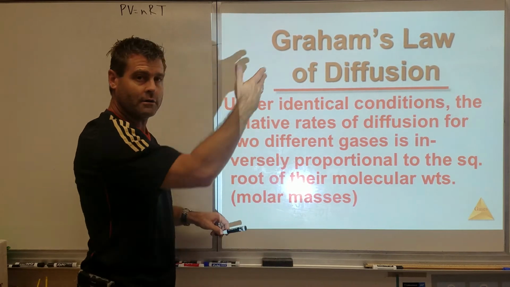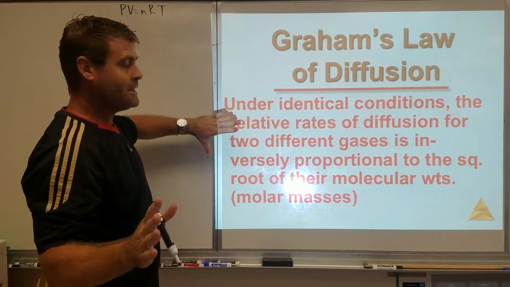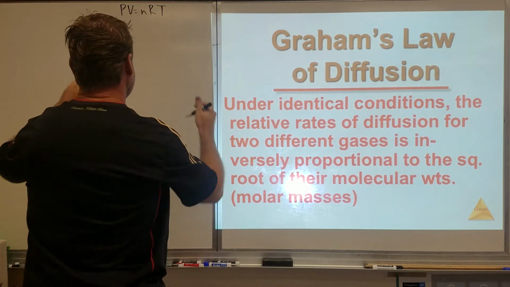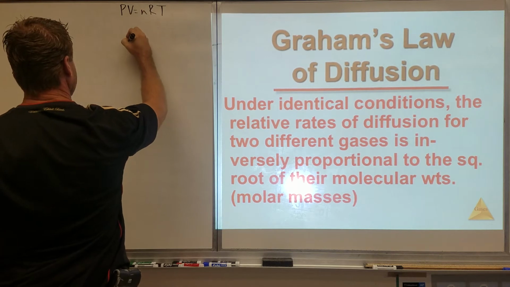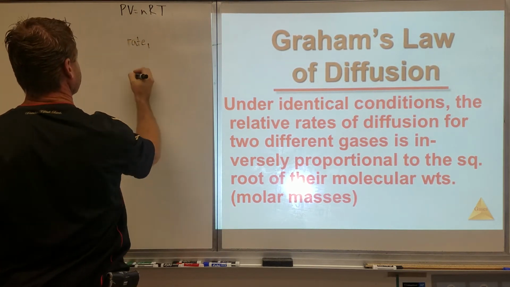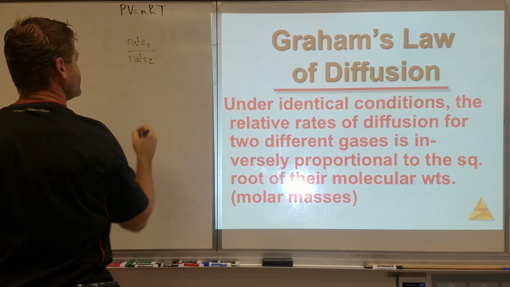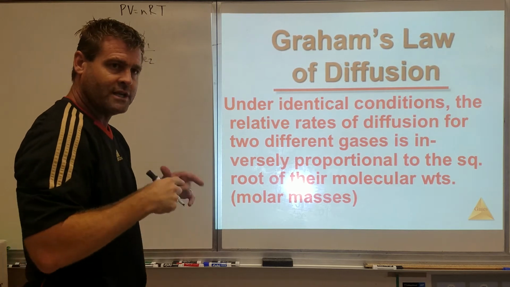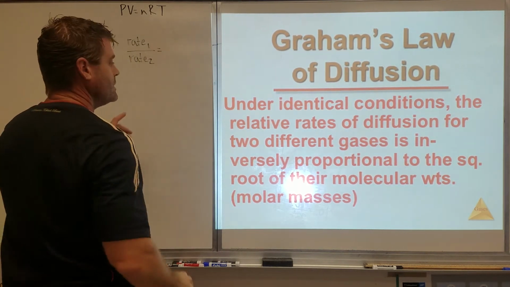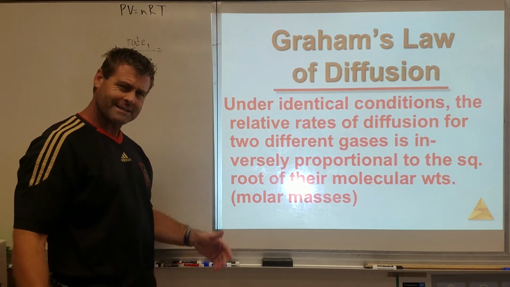So here's Graham's law. Write down Graham's law. We're talking about the relative rates of diffusion for two different gases. So I'm going to make up a formula. Rate of gas 1 compared to rate of gas 2, the rate at which it diffuses out of a hole, is equal to, notice it says, inversely proportional to the square root of their molecular weights. What?